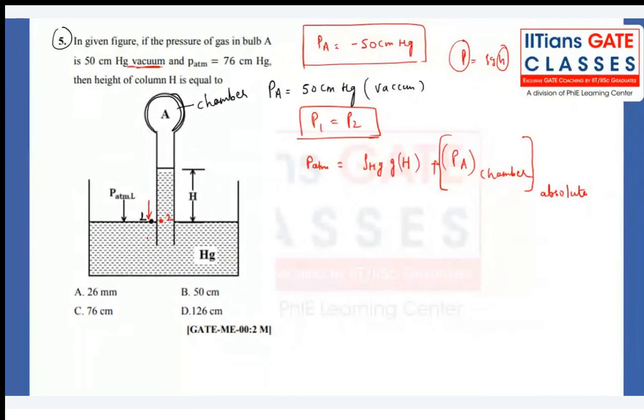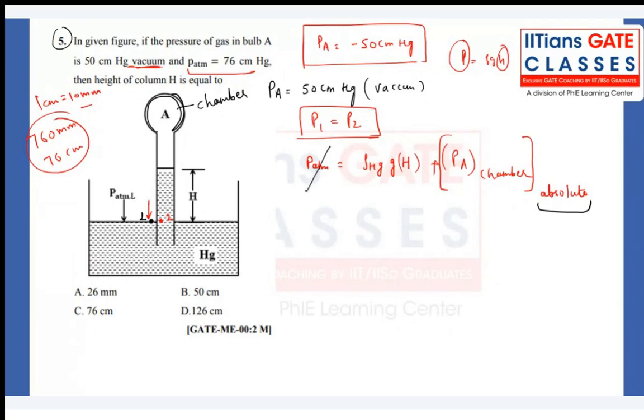Pressure in a particular chamber, if I want to say the total gauge pressure, what is the gauge pressure? That is nothing but minus 50 centimeter mercury, right? And atmospheric pressure, we know, is 760 mm or 76 centimeter, both are the same thing. 1 centimeter is 10 mm, no problem at all. Now I want to measure the absolute pressure in a particular chamber. If I want to measure absolute pressure, should I add the atmospheric pressure or should I not add it? Tell me, guys. Should I add it or avoid it?